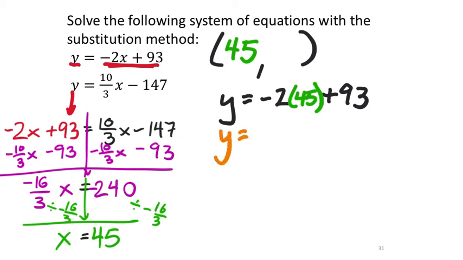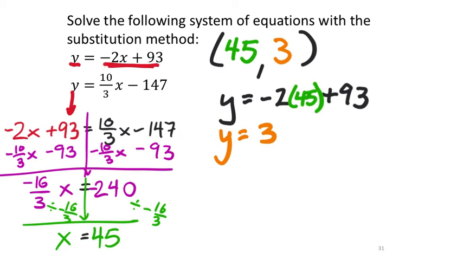And I can just put this into the calculator. So negative 2 times 45 is negative 90 plus 93, which is just a positive 3. So x is 45, y is 3, right? This should work. We pretty much already checked the top one. Negative 2 times 45 plus 93 is positive 3.